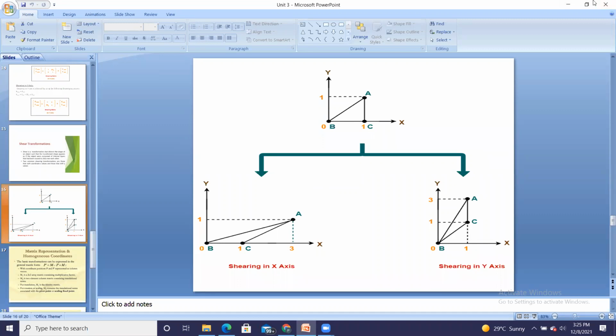So let us see some of the combined transformations. Combined transformation is nothing but a number of transformations applied on the same object.